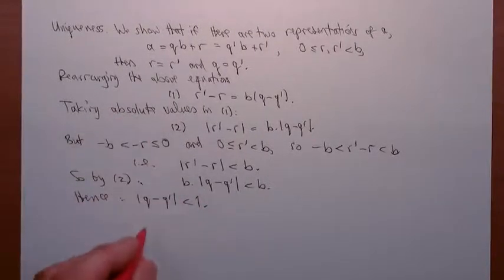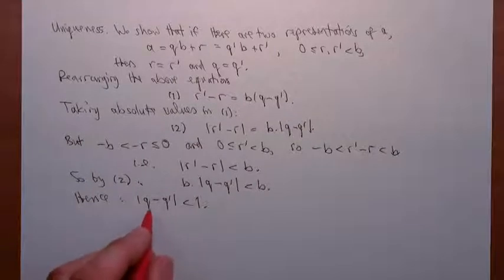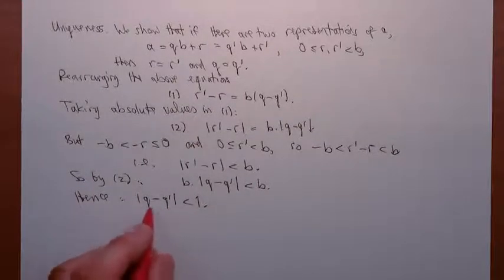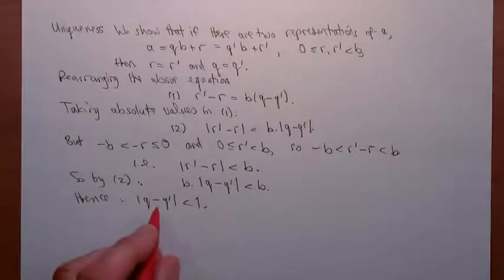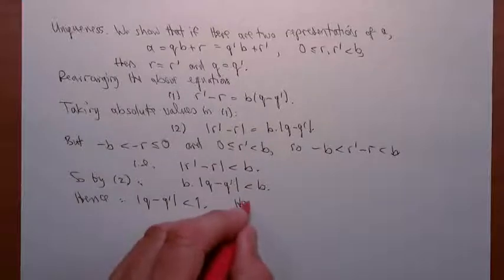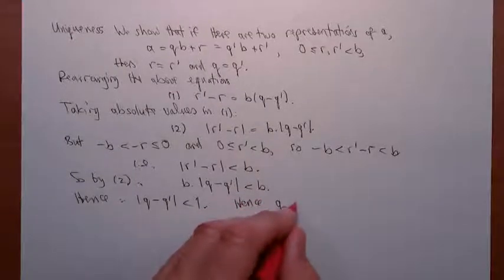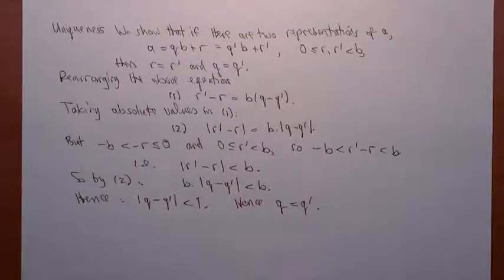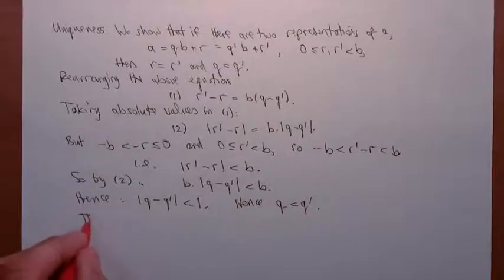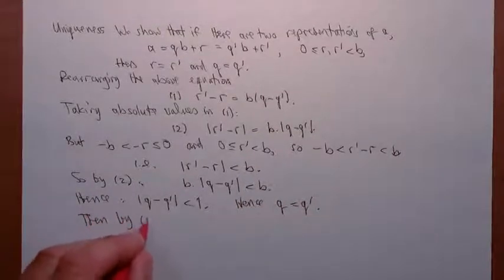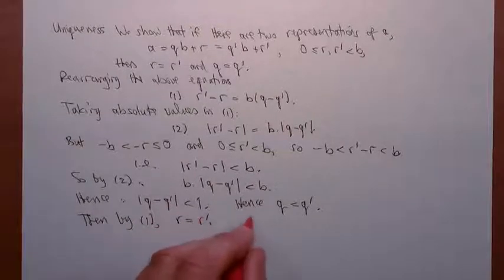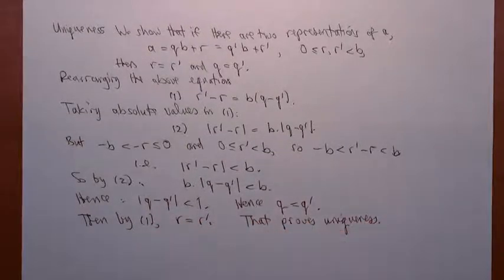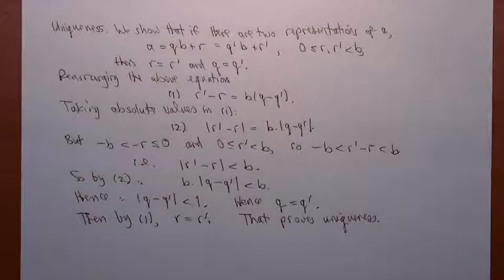But everything here is an integer, and the only way you can have a pair of integers, the absolute value of the difference between them being less than 1, is if that absolute value is 0, which means Q has to equal Q prime. And then by equation 1, R has to equal R prime, and that proves uniqueness. And with it, we've proved the division theorem.